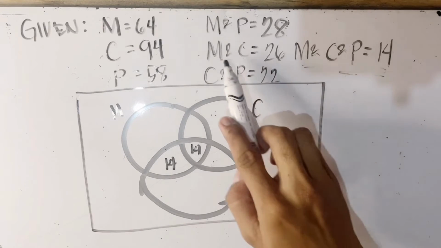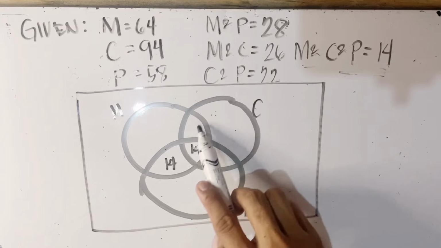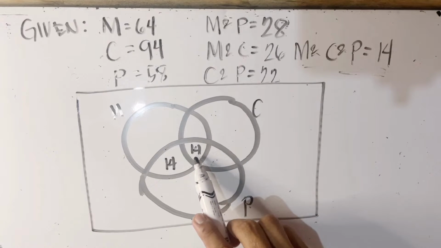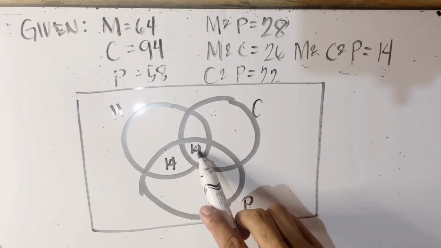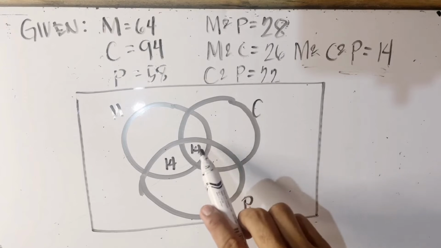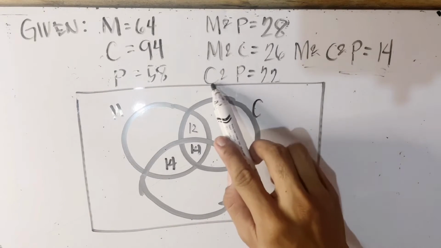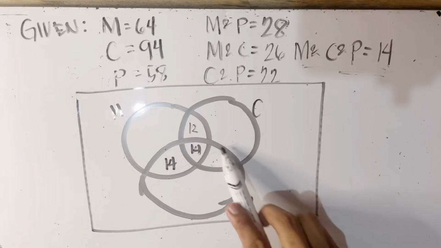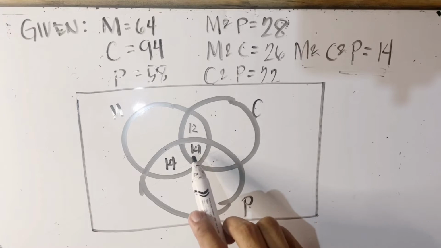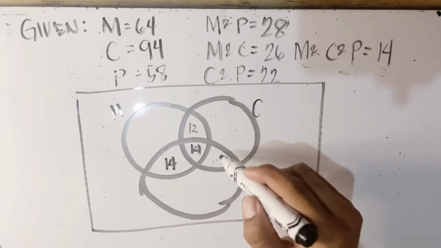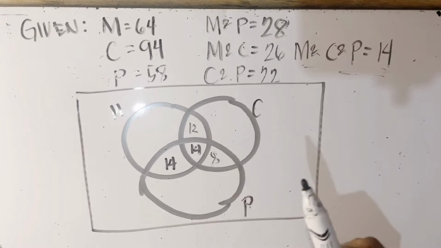Next, M and C. If this is M and this is C, this is the intersection part, and it should be equal to 26. Because we have already 14 here, deduct 14 from 26. 26 minus 14 is 12. Next, C and P. This is the C and this is the P and this is the intersection. There are already 14, so what is left is 8. 22 minus 14 is 8.